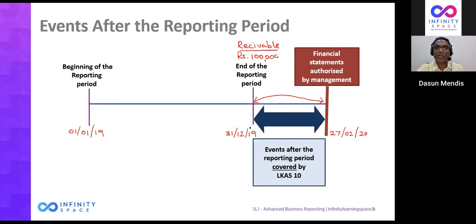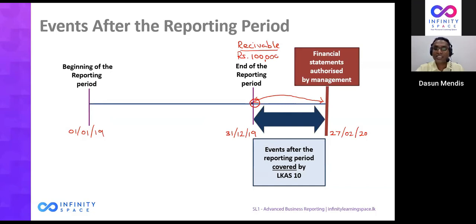This is from a foreign customer. Now think about the Sri Lankan context. On 31st December 2019, did we have the condition of the pandemic? We did not have, right? We didn't have the pandemic condition. Now, during the month of January or February, you identify this foreign customer is not going to pay you. He's bankrupt. Now, for the 31st December year-end company, tell me, is this an adjusting event or non-adjusting event?